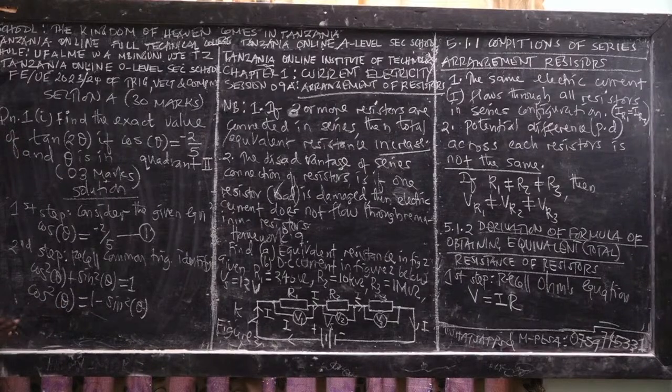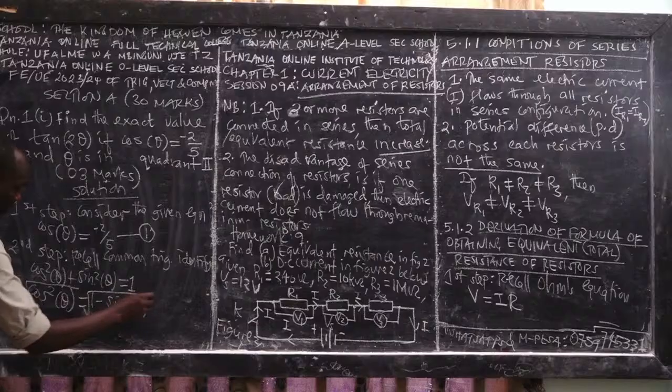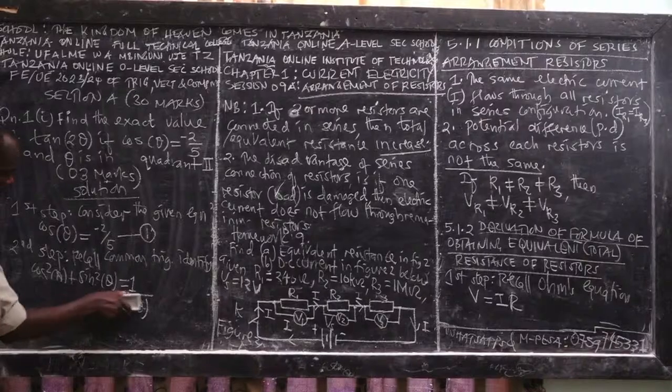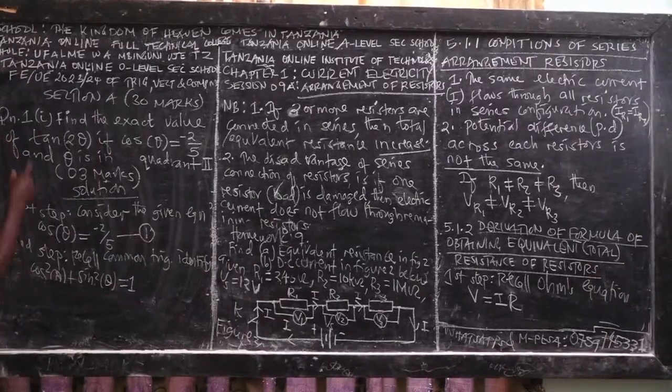Then make cos theta the subject, so we underroot both sides of the equation. If you underroot cos square theta, we remain with cos theta is equal to... Sorry, we already have cos, we want to find sine, because tan theta is equal to sine theta divided by cos theta. So, excuse me, make sine the subject.